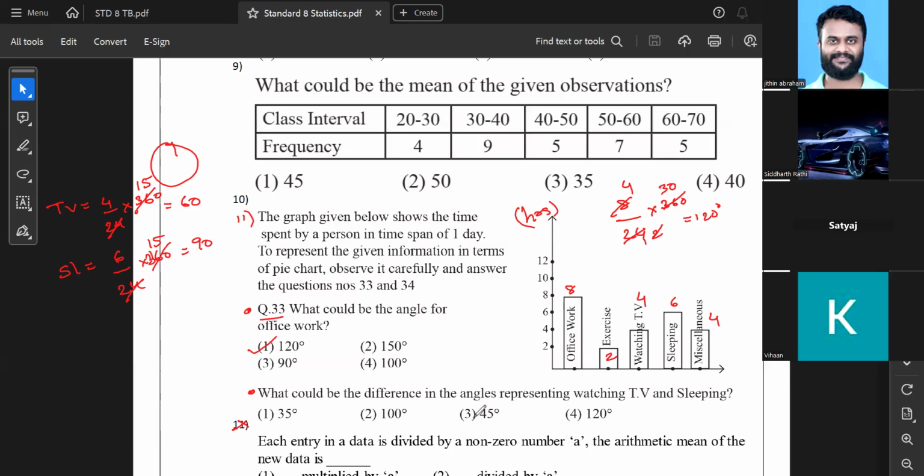The difference should be 30, but the 30 option isn't there. Yeah, I can see that. So I believe it's a printing error. I don't find any other logical explanation. Maybe that 35 should have been 30 actually. That makes more sense. So just make it 30 and let's tick option number 1.